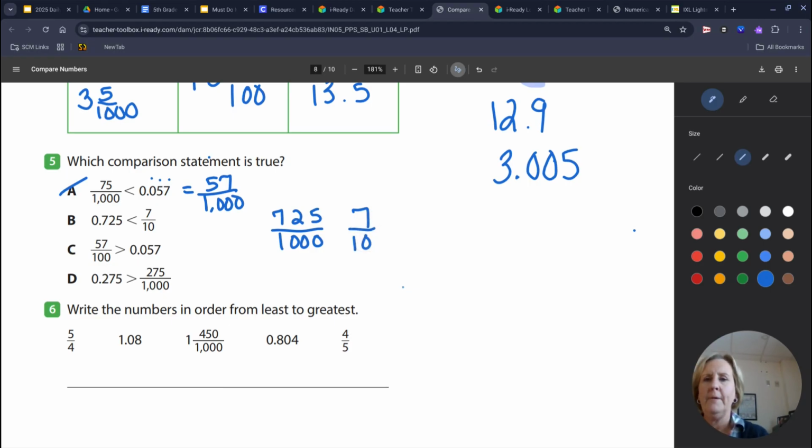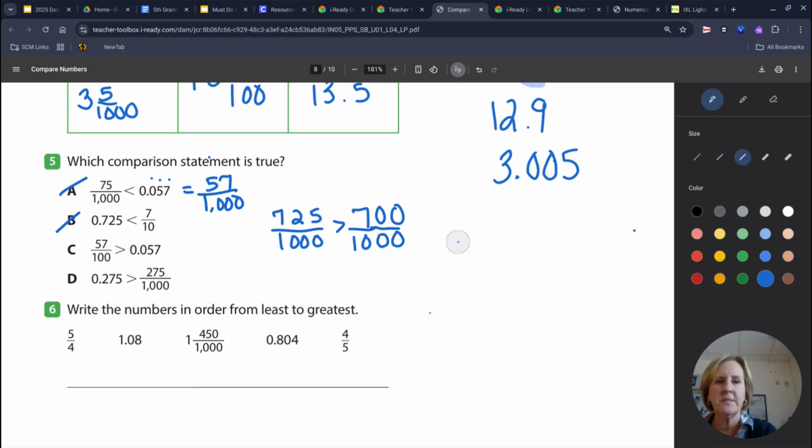Right now they're saying that this is smaller, but let's make these apples and apples. Does that change the value? Nope. Does this change the value? Nope. It just changes the place value, but it doesn't change the number value. And the last time I checked, 725 is greater than 700.